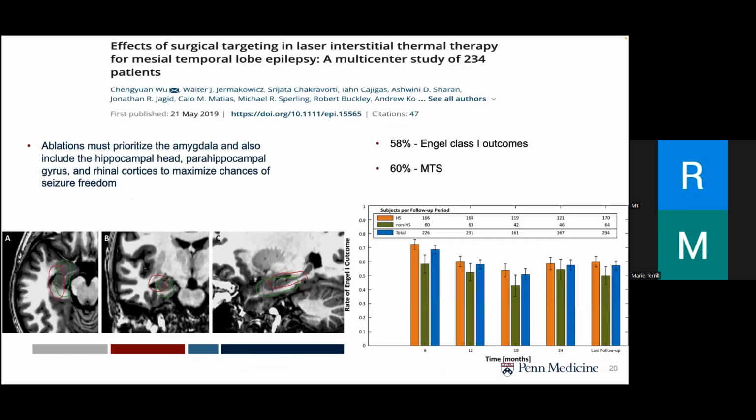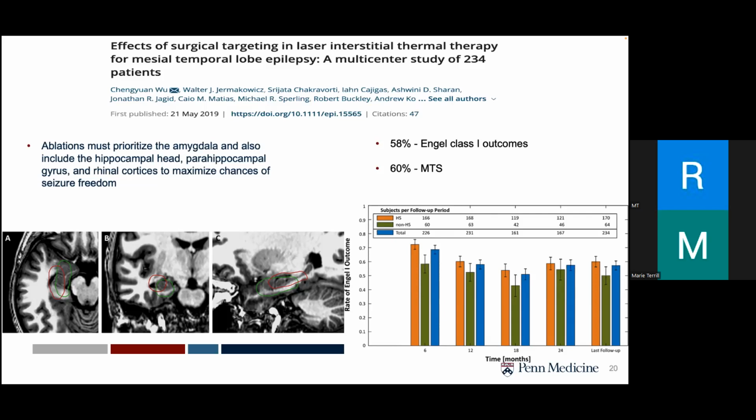This is a retrospective analysis, probably the largest series to date. It had about 234 patients with long-term follow-up of seizure outcomes after LITT. Again, promising results. Among the cohort, 58% of these patients had Engel class 1 outcomes. Importantly, I think the paper highlighted that these positive outcome measures persisted at a 2-year follow-up, again indicating the durability of this procedure as a therapeutic option for patients with mesial temporal epilepsies.